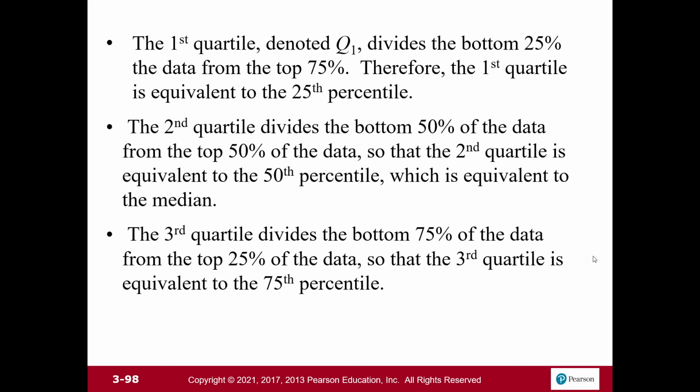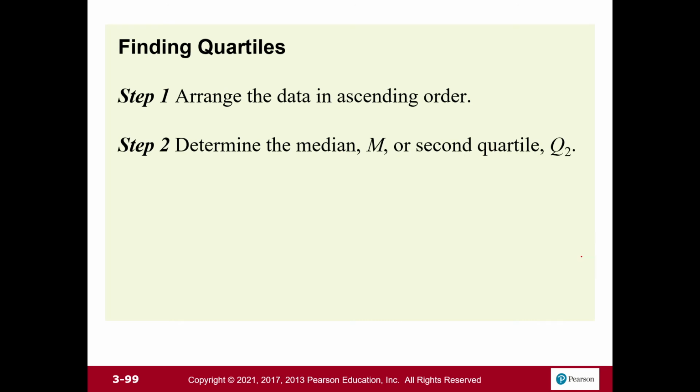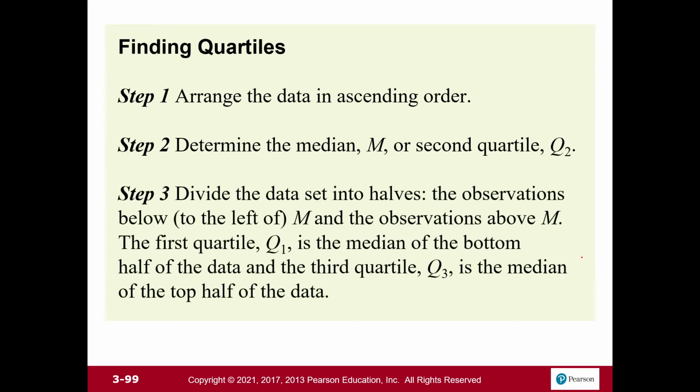All right, now how do you actually find quartiles though, right? You would arrange the data in ascending order. Determine the median, or the second quartile, and then you would divide the data set into halves, the observations below M and the observations above M.